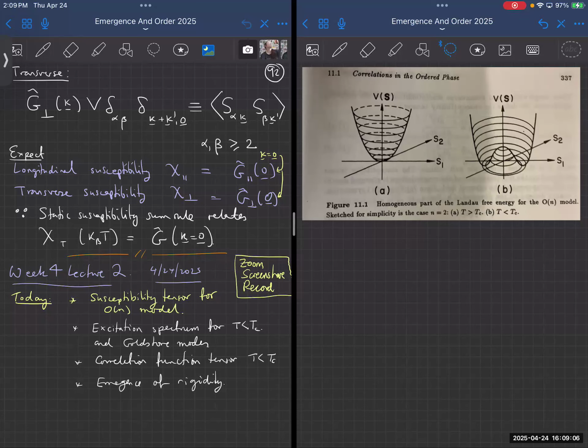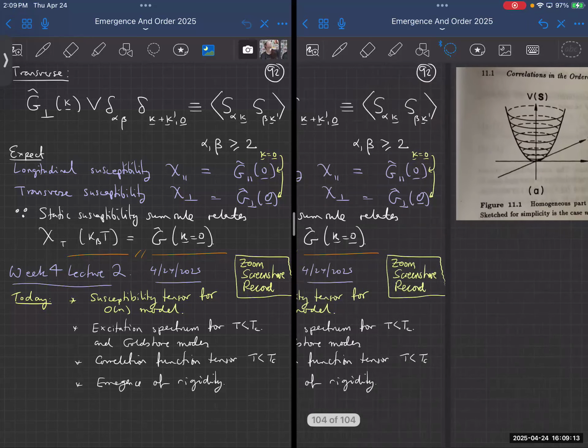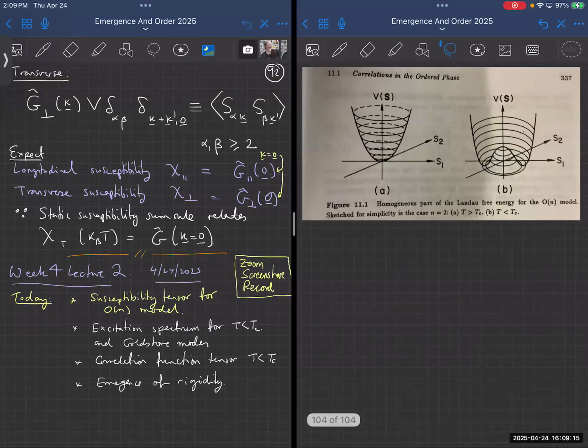The very last thing that we did was define the transverse correlation functions, which you can see over here on the left hand page. Okay, so let's get started. And where I'm going to start is with the susceptibility tensor.